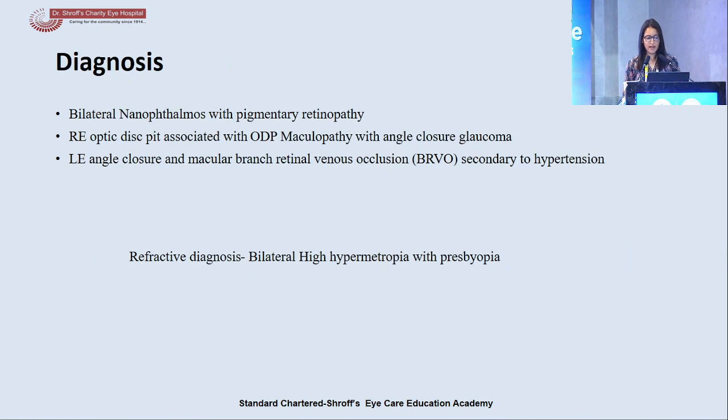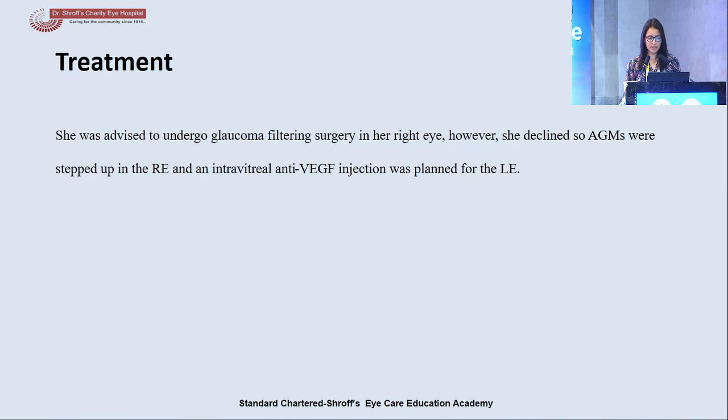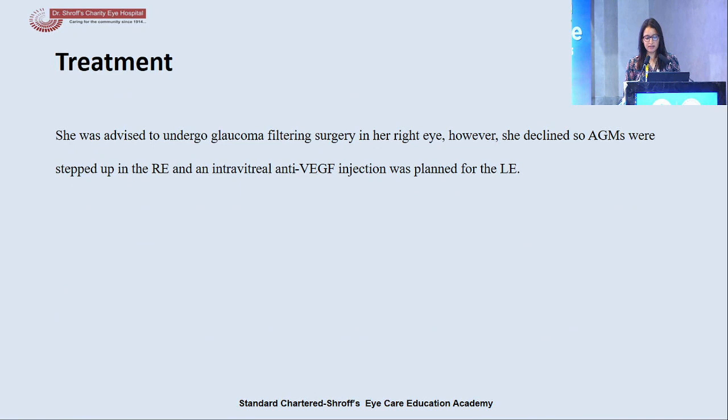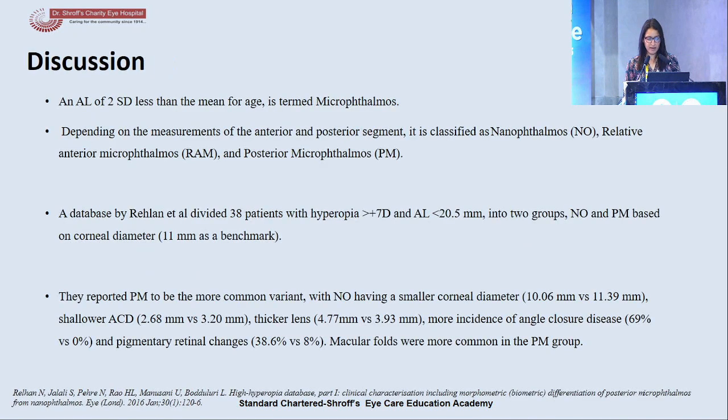A diagnosis of bilateral nanophthalmos with pigmentary retinopathy, with the right optic disc pit associated with optic disc pit maculopathy and angle closure glaucoma, was made. And the left eye was angle closure with the macular BRVO secondary to hypertension, with the bilateral high hypermetropia and presbyopia. She was advised to undergo glaucoma filtering surgery in her right eye. However, she declined, so AGMs were just stepped up. 1 or 2 AGMs were added, and in the left eye, anti-VEGF injection was planned.